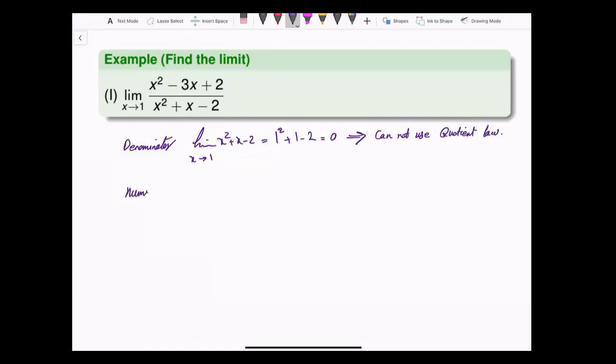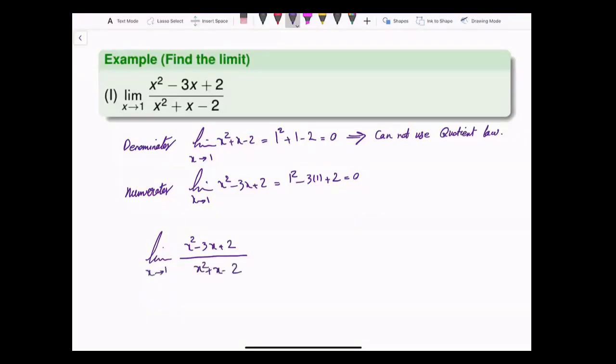Okay, now that I cannot use the quotient law, what should I do? Well, check the numerator. In this case, the limit of x squared minus 3x plus 2 as x approaches 1 will be 1 squared minus 3 times 1 plus 2. This is again 0. So now the numerator and denominator both have 0 limit. That means that our limit is an indeterminate form, 0 over 0.